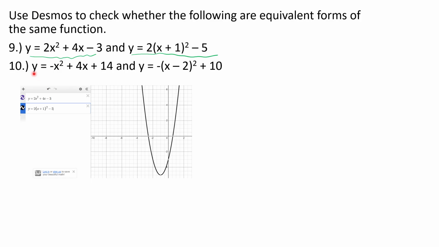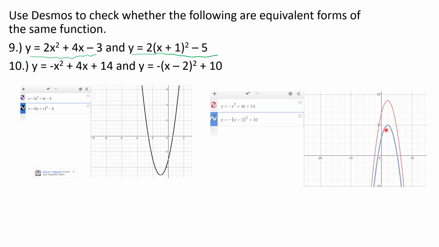Now, if you weren't sure, what you could do on Desmos is click the little gear up there and expand the table for each of them. Or you could simply turn off the visibility on the black one to make sure that the purple one was indeed right underneath it. So you know that yes, those are equivalent forms of the same function.